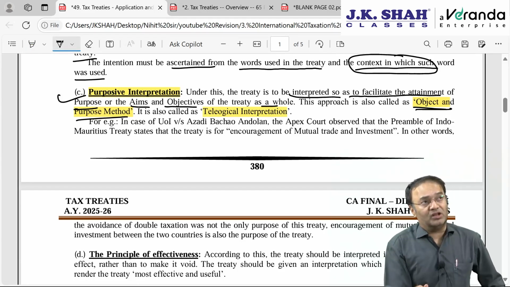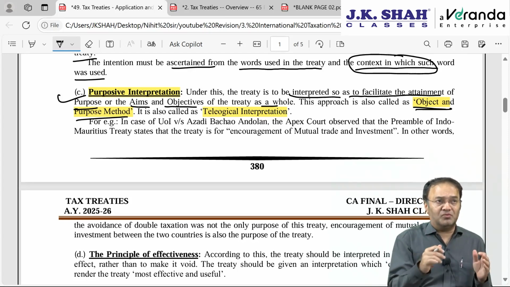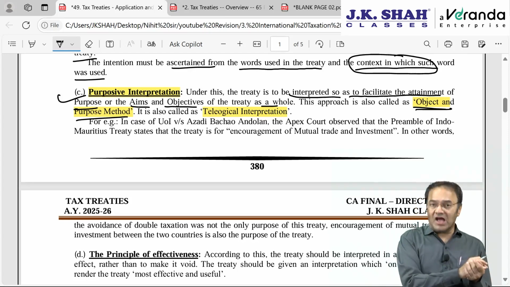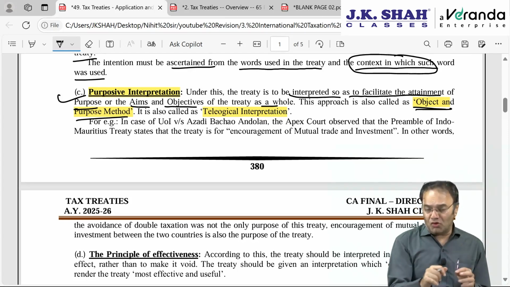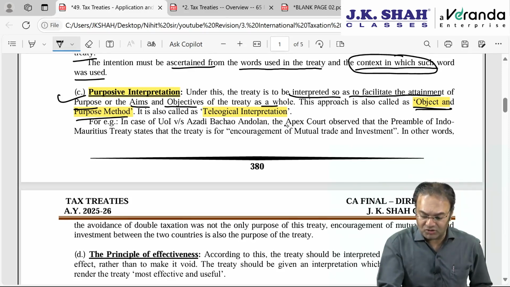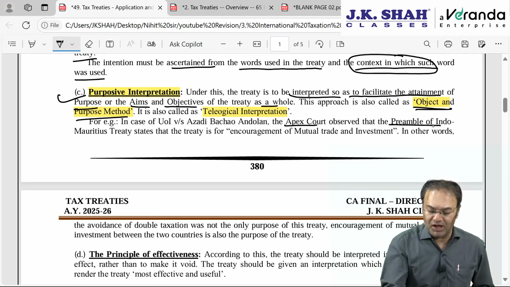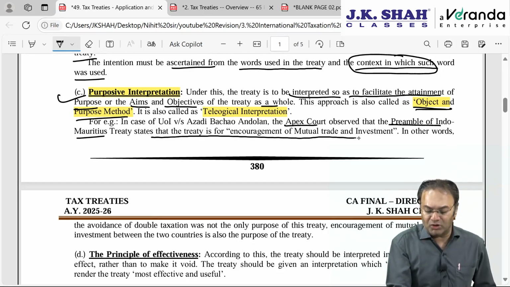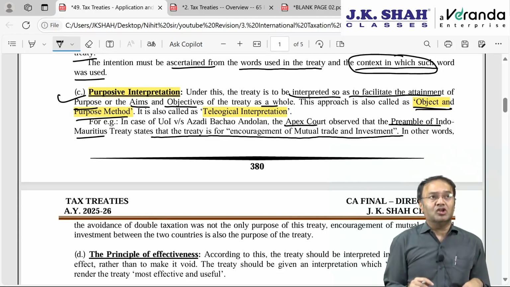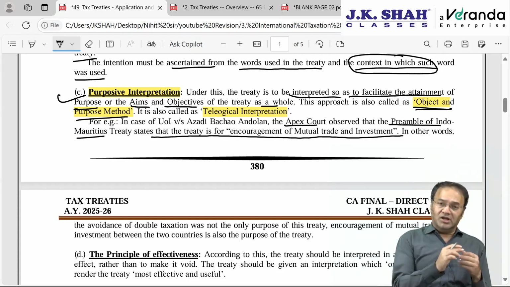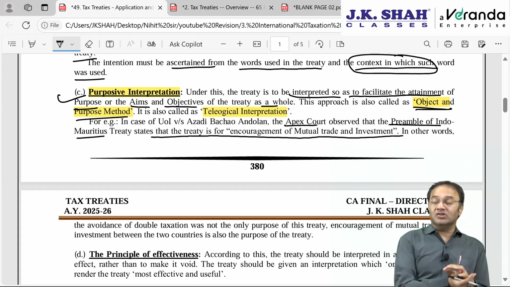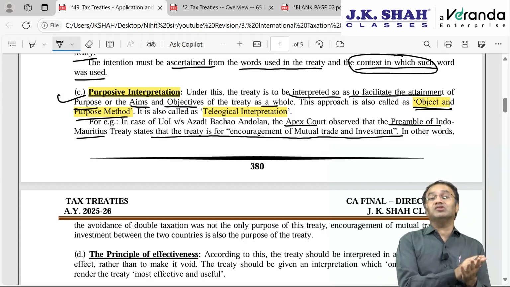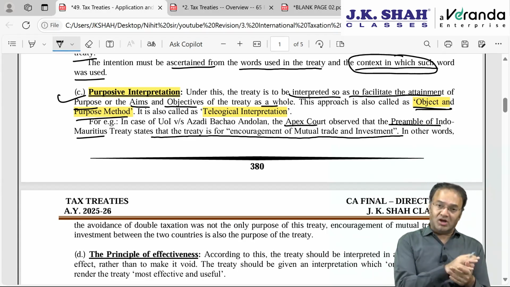For example, there was this case before the Supreme Court, Union of India versus Azadi Bachao Andolan. In it, the Apex Court, that is the Supreme Court, observed that the preamble, the starting point of the Indo-Mauritius Treaty, states that the treaty is for encouragement of mutual trade and investment. So, normally treaties are for what? Treaties are to avoid double taxation, tax treaties. But double taxation avoidance is not always the main purpose. Sometimes other purposes are also to be achieved by the treaty.